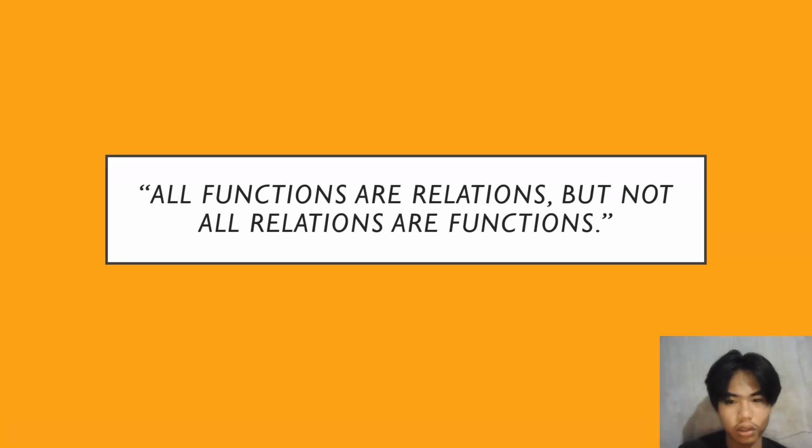It is to be noted that all functions are relations, but not all relations are functions. All functions, by definition, are sets of ordered pairs, which corresponds to the definition of relations. But not all relations are functions because, as stated, functions must have a one-to-one rule, and there can be relations wherein this rule is not followed, wherein an element of the x values can correspond to more than one element of the y values.